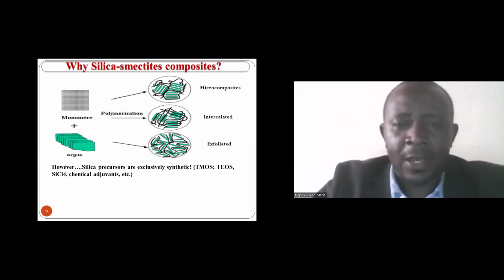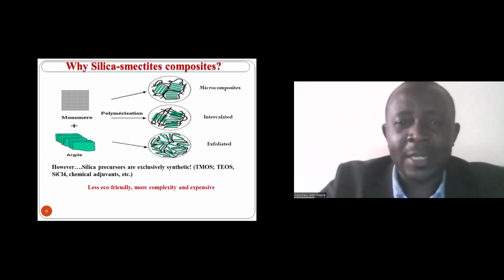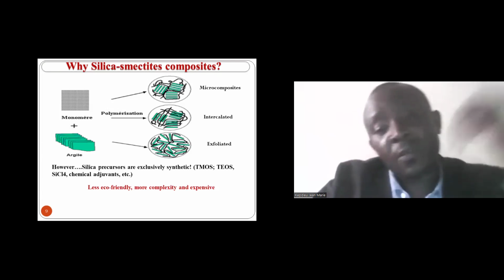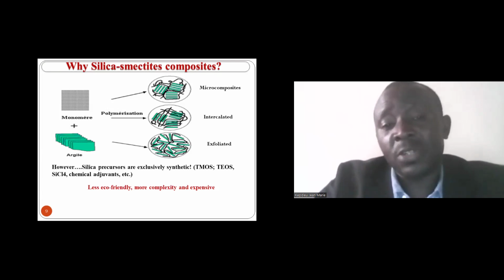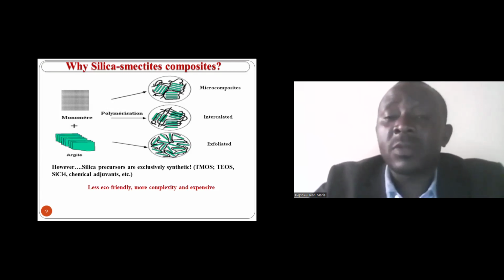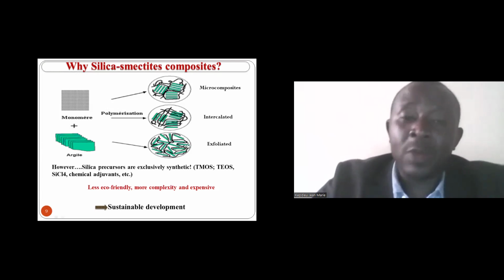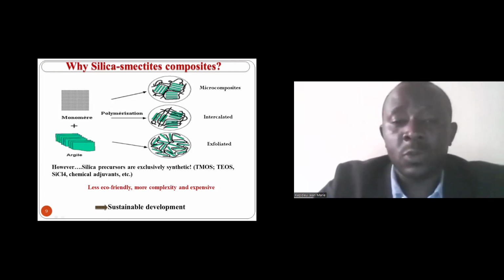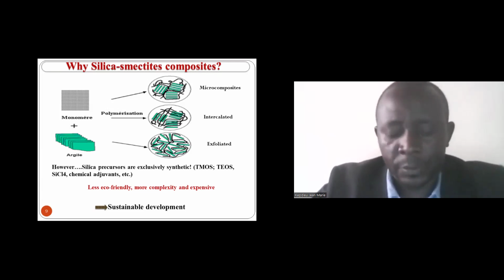In developing countries such as Cameroon, it is important. Those methods, first of all, are using chemicals. Synthetic precursors generally are less eco-friendly and sometimes more complex and expensive. And in developing countries like Cameroon, it is important to work with regard to sustainable development.